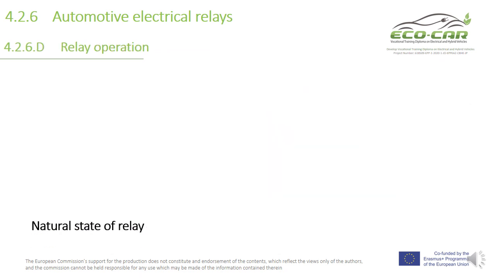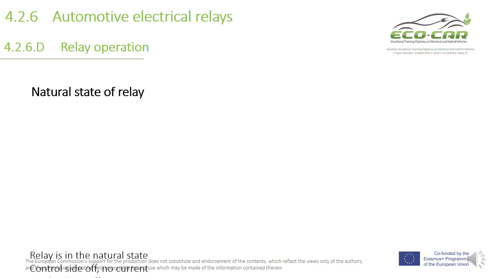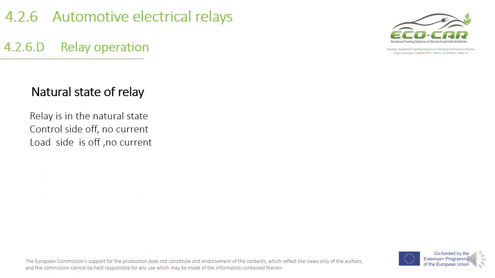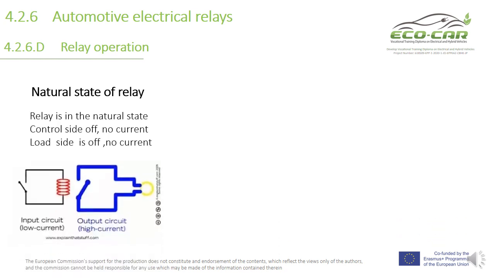Relay operation. Natural state of the relay: in the natural state, the control side has no current and the load side has no current. As you see here, this is the natural state of a relay. This side of the control is open, and this load circuit, or load side, is also open. So there is no current here. Here is low current controlling high current.